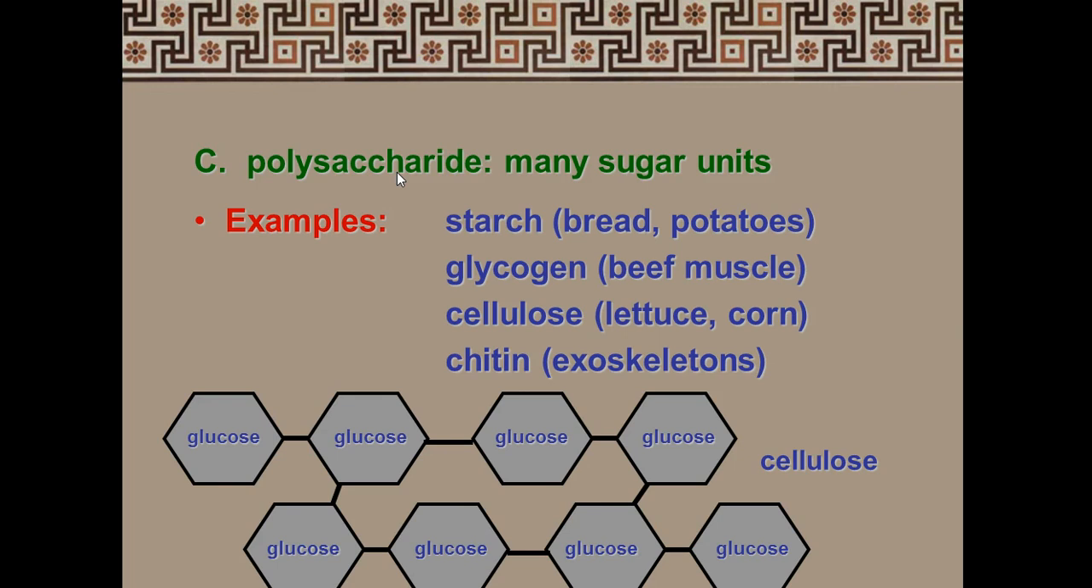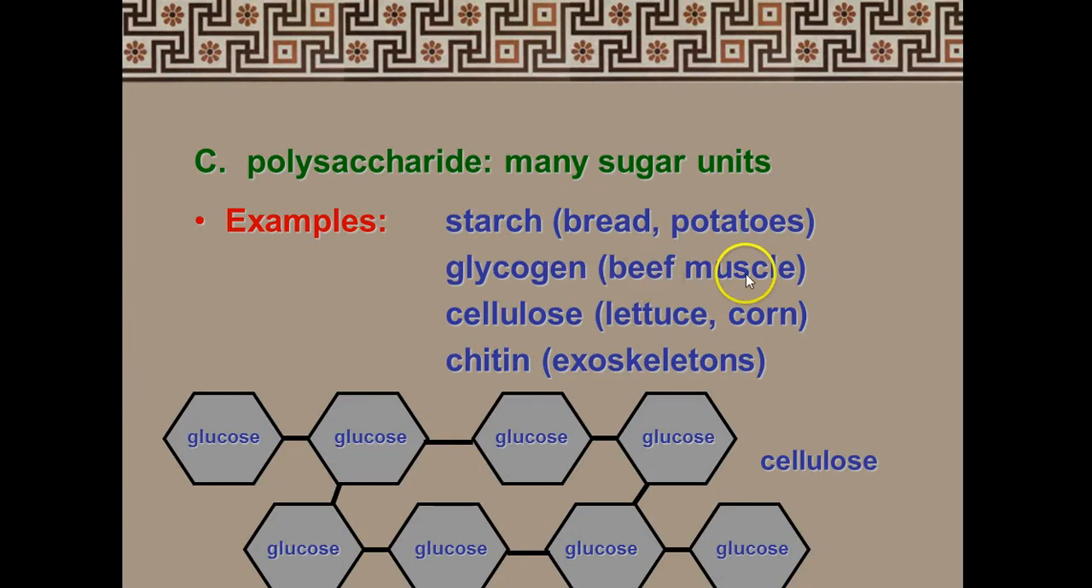Examples of these are starch, glycogen, cellulose, chitin. Every word on there, probably except for starch, is something that you're not familiar with, and that's okay. Starch, I'm sure you've heard about. People talk a lot about breads and potatoes and pastas having lots of starch in them, and that's because they're composed of starch.